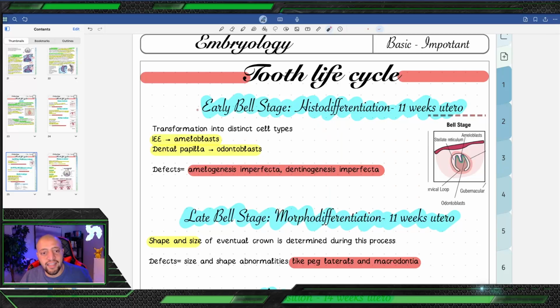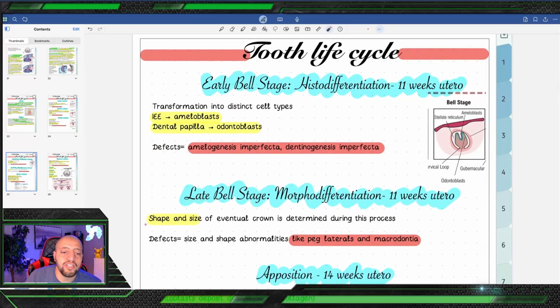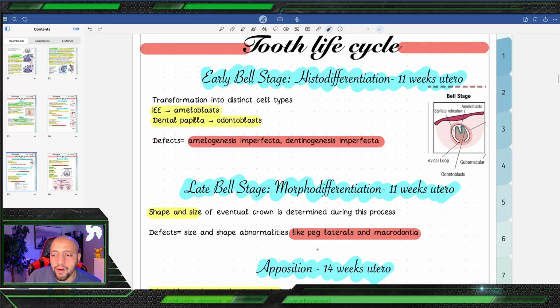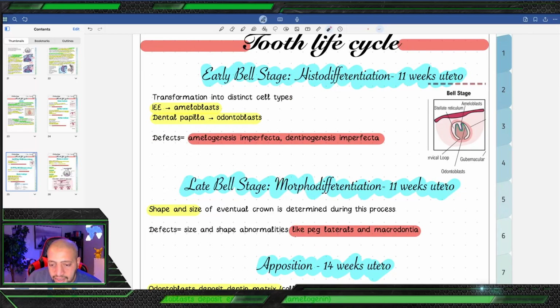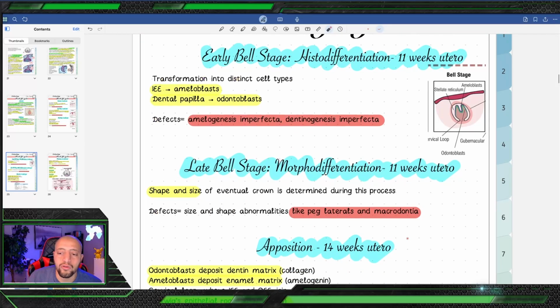Histodifferentiation in the early stage will lead the inner enamel epithelium to give ameloblasts and the dental papilla to give odontoblasts. I will not go over the mechanism of reciprocal induction. I know by now you know it by heart. A defect in this early bell stage will give us amelogenesis imperfecta or dentinogenesis imperfecta. I know it's annoying, but sometimes you see questions at this depth. Histodifferentiation, early bell stage, amelogenesis, dentinogenesis imperfecta. The late bell stage is related to shape and size. If a problem happens here, it will lead to big shape changes, like microdontia and macrodontia.